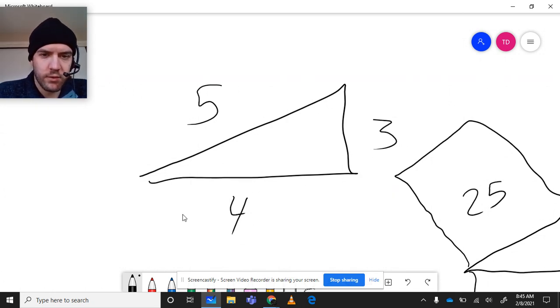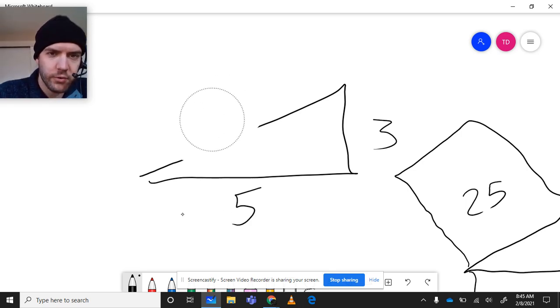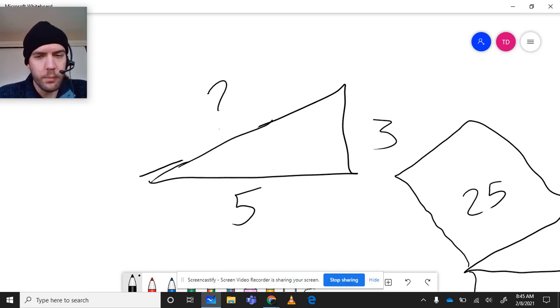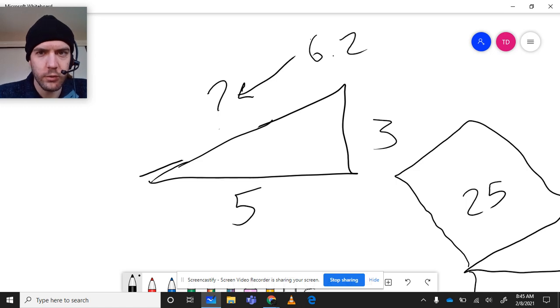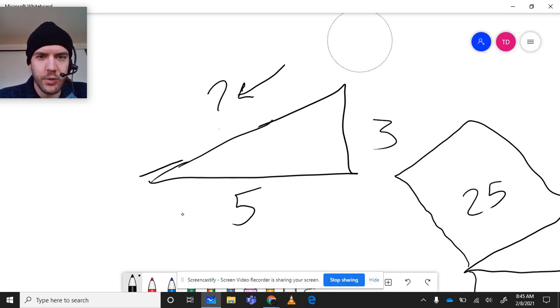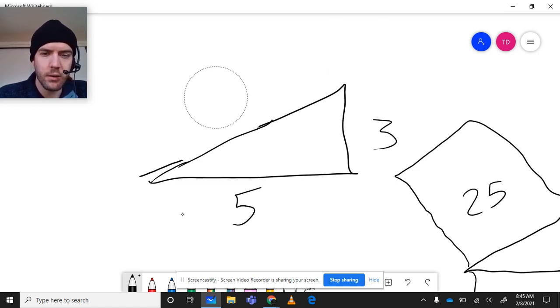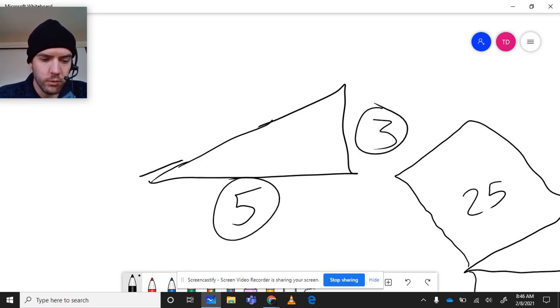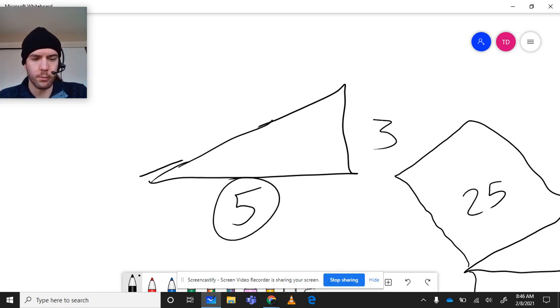Now, if I wanted to say one side is 3 and the other side is 5, what is the length of the hypotenuse here? Well, this won't be a Pythagorean triple. All that means is that this number will not be a whole number. It'll be like 6.2, it could be 5.9. It's going to be something that has a decimal. It's going to be bigger than either of these two, but it's not going to be a whole number.